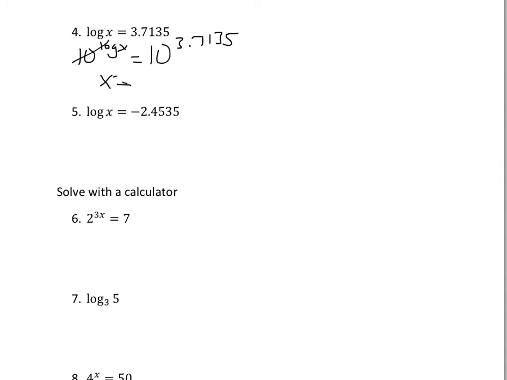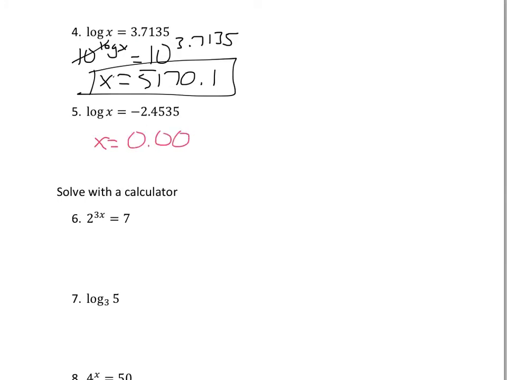Okay, so x equals 10 to the 3.7135. So you just hit second log 3.7135, hit enter, and your answer is 5,170.1. Okay. For number 5, same idea. Second log, negative 2.4535. And you should get x equals 0.0035. Okay? And you could write that in scientific notation if you wanted to, or that's fine. Okay?